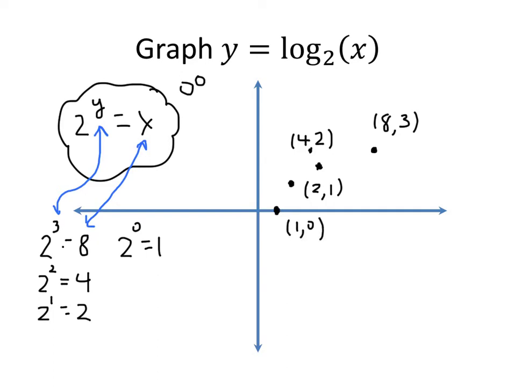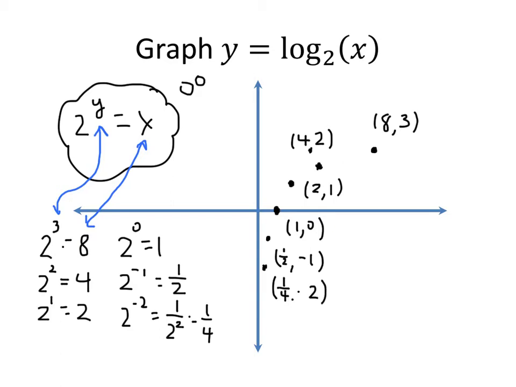Let's just do a couple more. 2 to the minus 1, remember negative exponents, that means 1 over 2. So that means we're going to plot the point (1/2, -1), which is going to be right around here. And let's do one more. Let's do 2 to the minus 2. That's going to be 1 over 2 squared, which is 1/4. So that gives us the point (1/4, -2), which is going to be right around here.